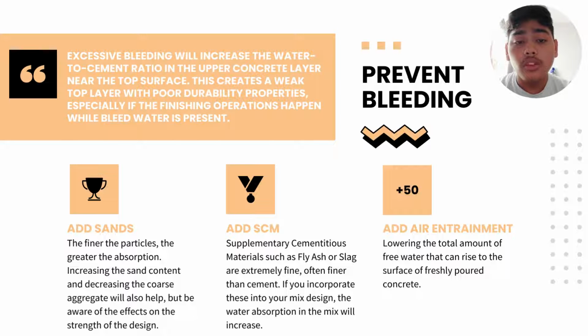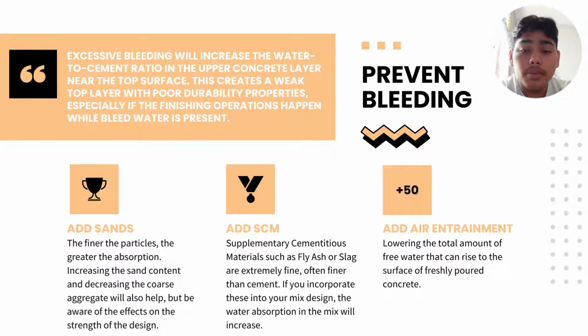To reduce bleed when using sand, make sure it contains a variety of finer particles. The finer the particles, the greater the absorption. Increasing the sand content and decreasing the coarse aggregate will also help, but be aware of the effects on the strength of the design.